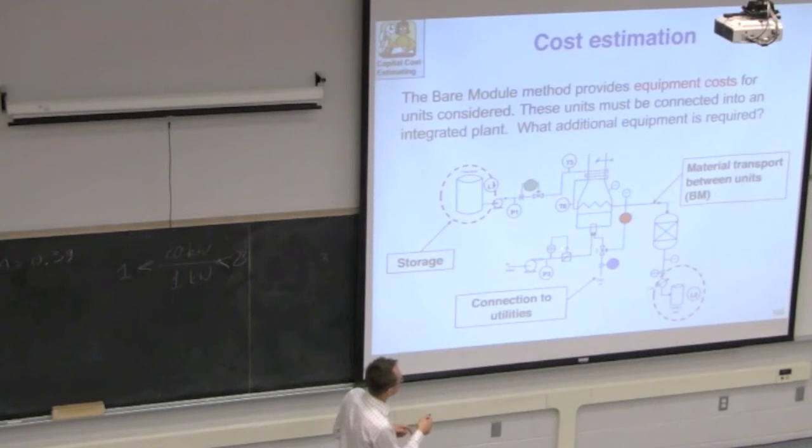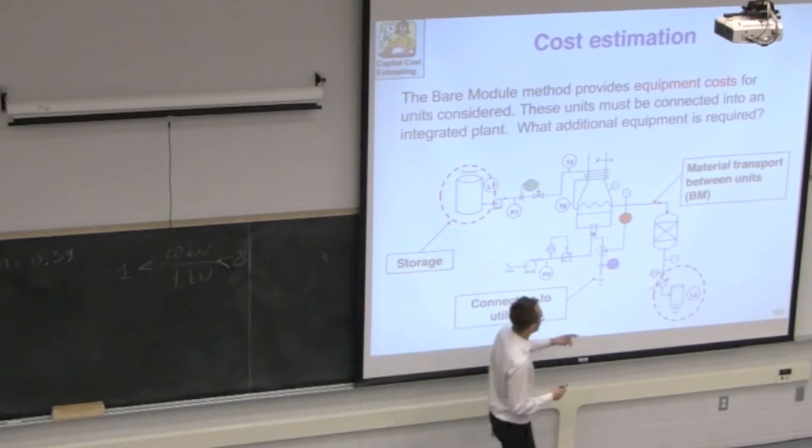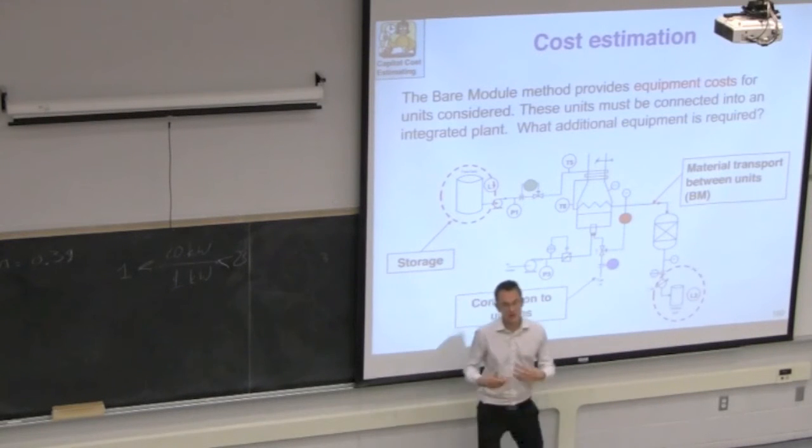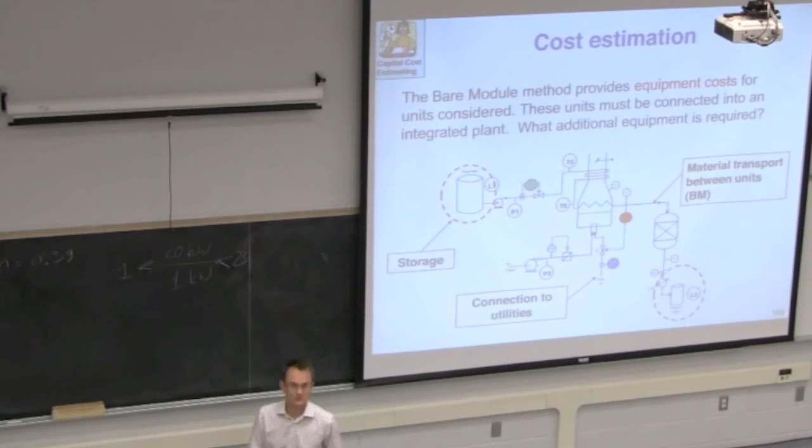So, for example, this furnace, if we estimated its bare module cost, it's the cost of that unit and then the materials around it. But in most flow sheets, we'll also have surge tanks at the beginning, in the middle, and at the end. Those storage tanks will have connections to utilities, additional piping in between the bare modules, and then product storage at the end. So there's oftentimes other units that we also need to take into account.